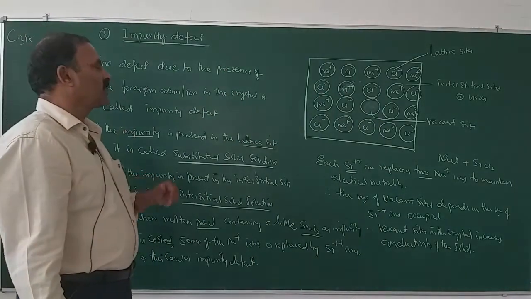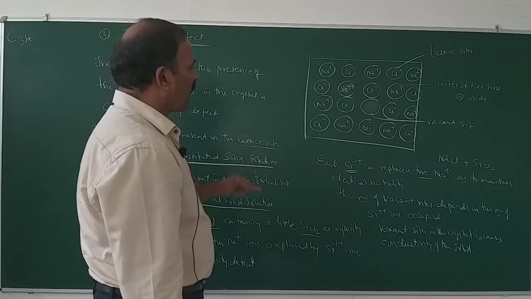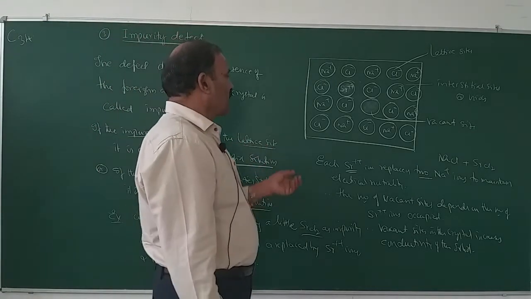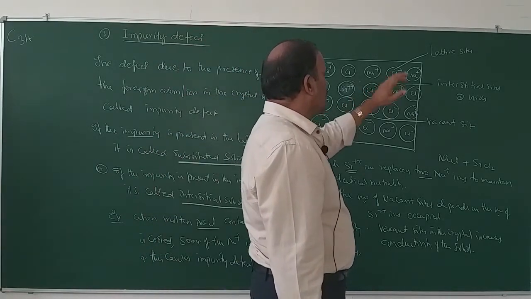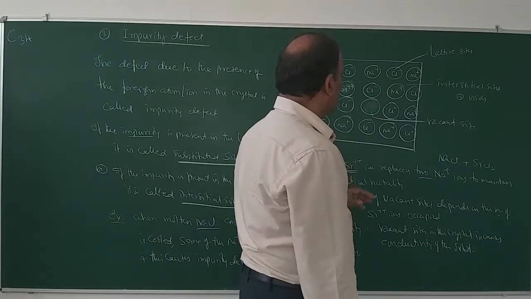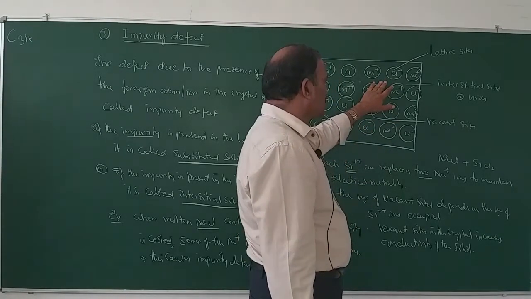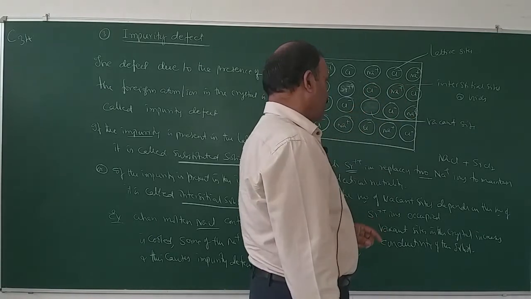What is impurity defect? The defect due to the presence of foreign ion or atom in the crystal is called impurity defect. If the impurity is present in the lattice sites, it is called substituted solid solution. On the other hand, if the impurity is present in the interstitial site, it is called interstitial solid solution.